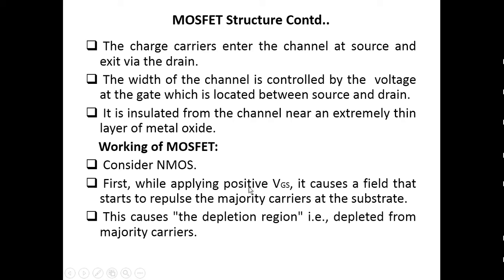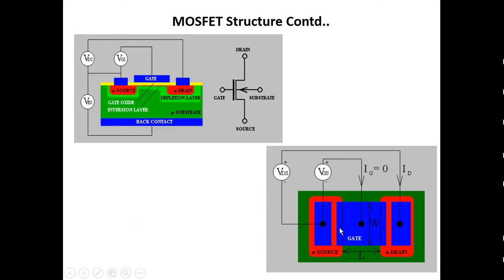First, while applying a positive VGS, actually we have to apply a gate-source voltage, isn't it? That is VGS. It causes a field that starts to repel the majority carriers in the structure. So this is the gate, and between this P-type and the gate there is the gate oxide material, which is shown here in yellow color, isn't it? Gate oxide material, and this is the gate and this is the drain.